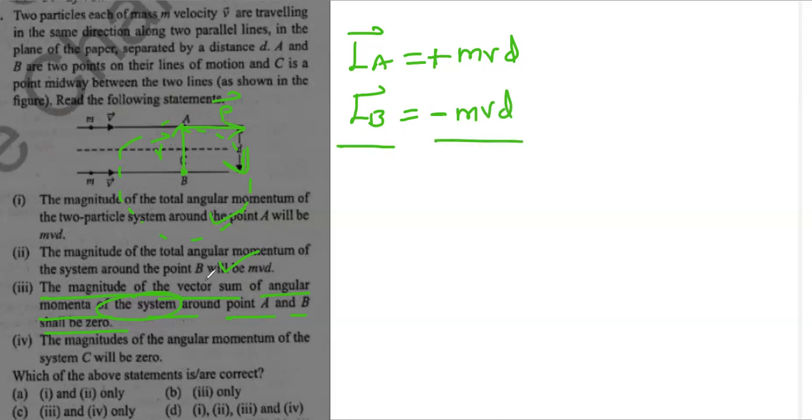So the total vector sum, the magnitude of the vector sum, so vectorially when I add, obviously it's going to be 0. Okay, it's plus K cap, minus K cap. So the third one is also true. Okay, this is plus MVD, minus MVD, and this is 0.